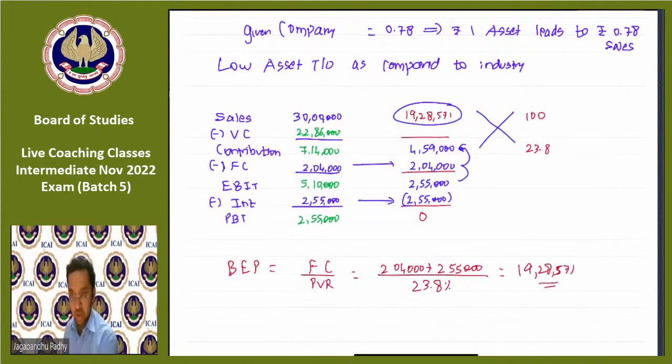If PBT becomes zero, how can we pay tax? You need not pay tax. If PBT is zero, actually then no tax is to be paid. Zero tax.